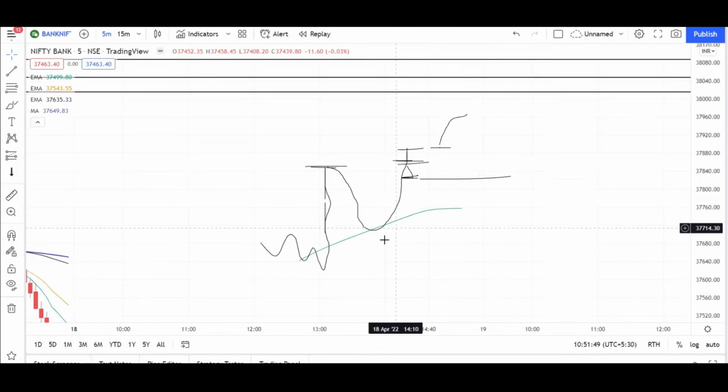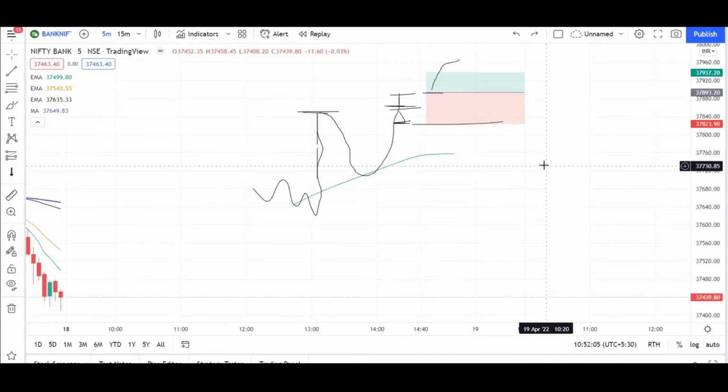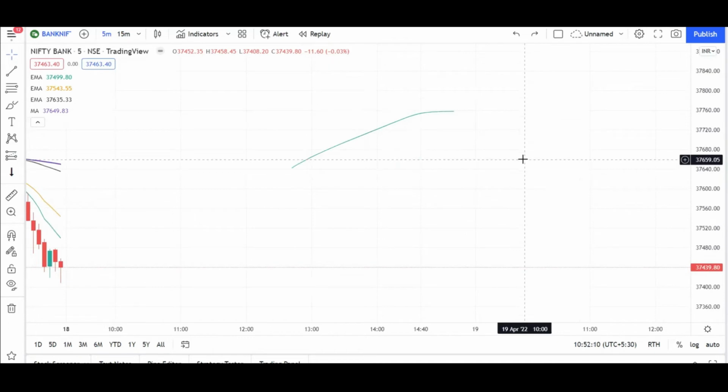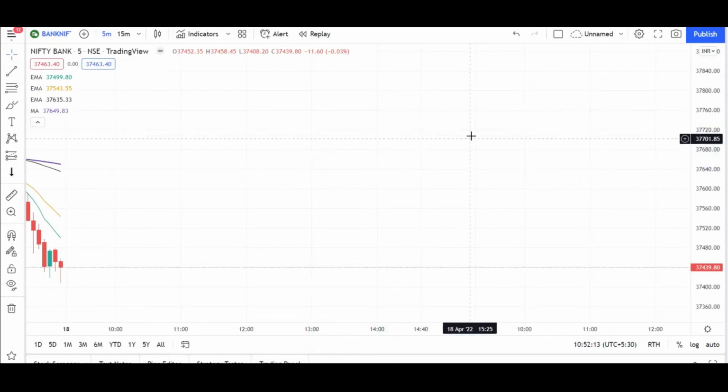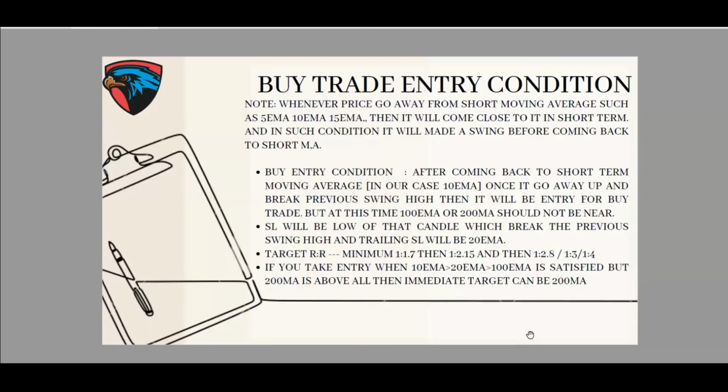So this is considering the condition where the 10 EMA is greater than the 20, the 20 EMA is greater than the 100, and all these three averages are above the 200 moving average as well. Hope so far it is clear. Please write in the chat box if you have any question. And let me take you through one example of it, if I can show you from the chart.